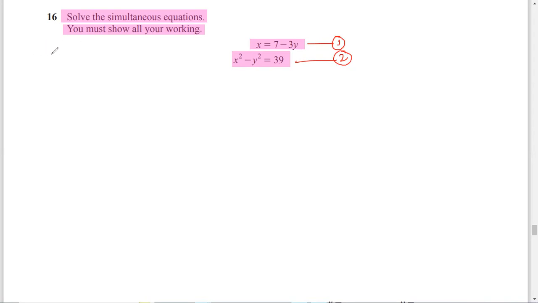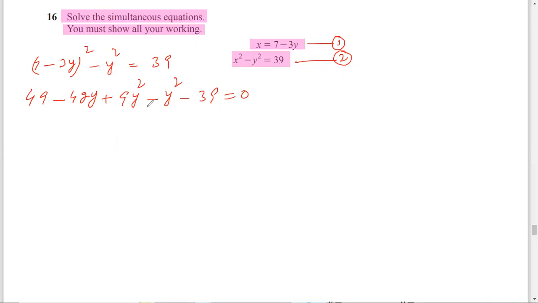From equation 1, putting the value of x in equation number 2. So the value of x is 7 minus 3y, whole square, minus y square is equal to 39. Using the second identity, expanding this expression, so 49 minus 42y plus 9y square minus y square. 39 comes to the left-hand side and gets subtracted.